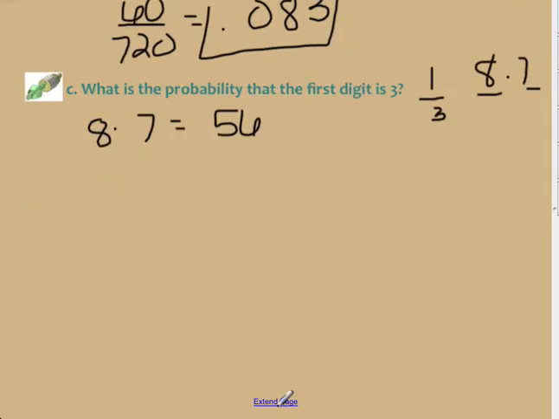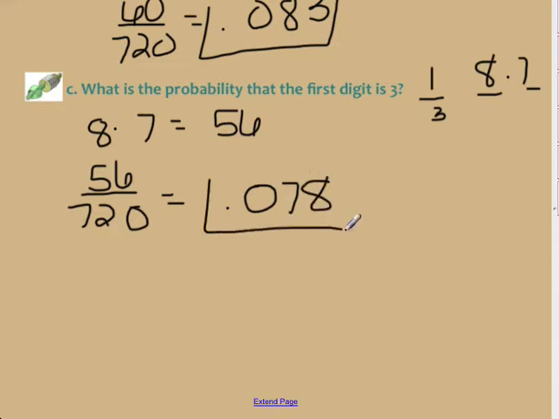So that's our success. We're going to take the 56 and divide it by our total from part A, which is 720. So 56 divided by 720 is 0.078. So that's a 7.8% chance of that occurring.